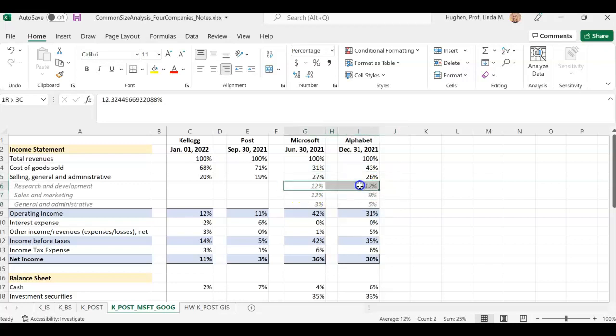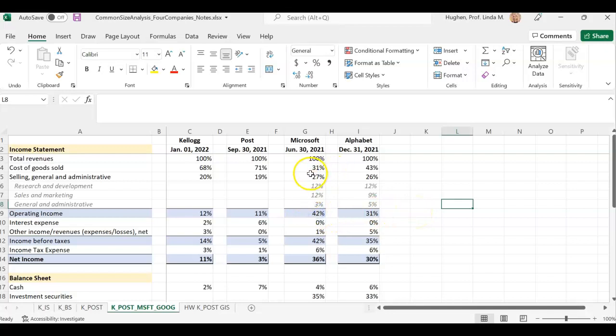So we can see that these two companies spend the exact same portion of their sales on research and development. We can see that Microsoft incurs a higher cost of sales and marketing as a percentage of its sales, but lower general administrative expenses compared to Google or Alphabet.